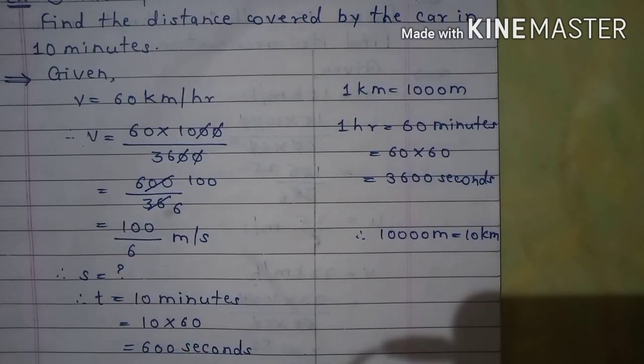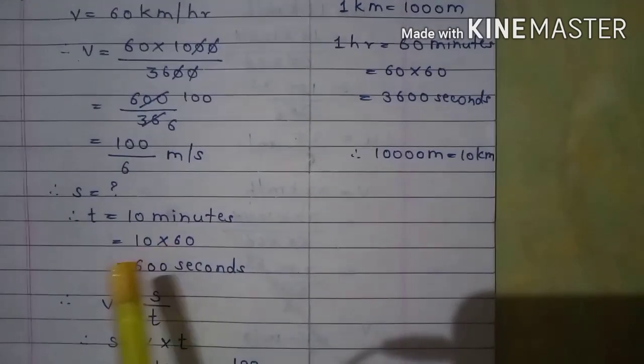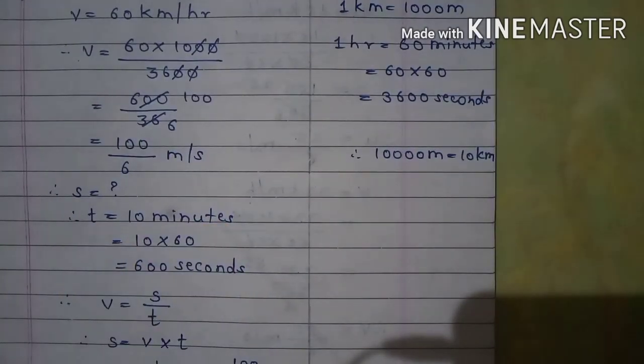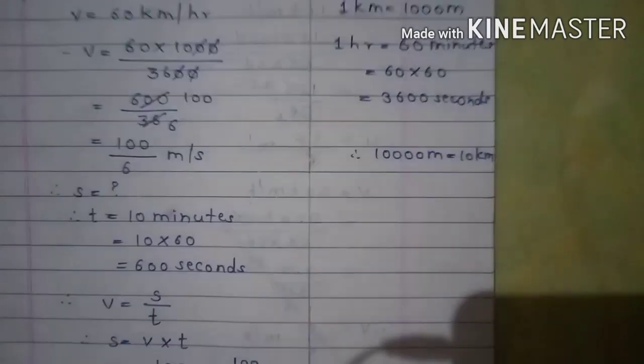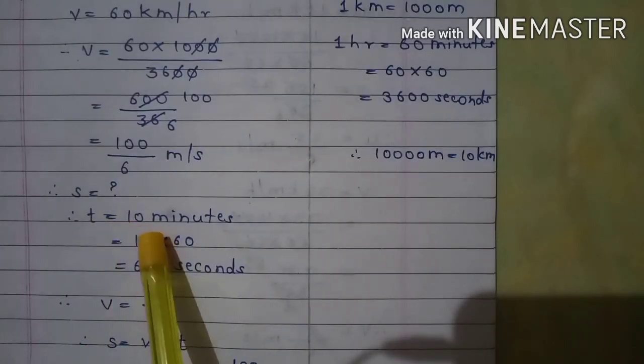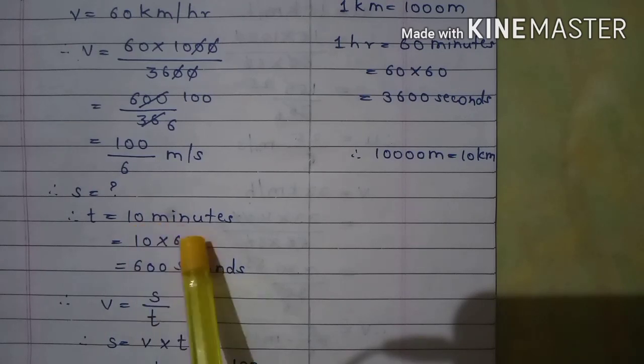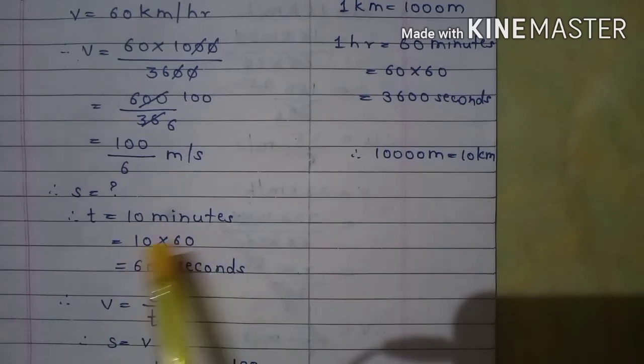So S is equal to question mark. Now this time we have to convert into seconds, because here we converted hours into seconds. So I am converting this time also into seconds, that is 10 minutes. 10 minutes has how many seconds? 10 into 60, that will come 600 seconds.